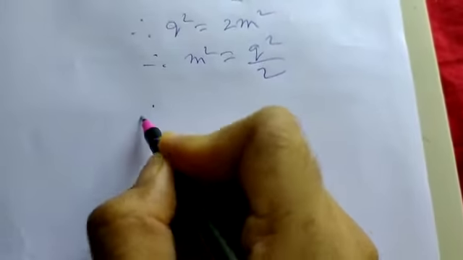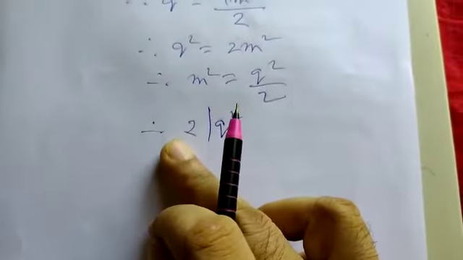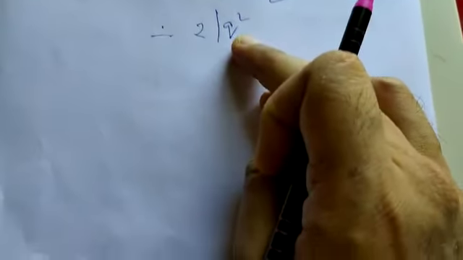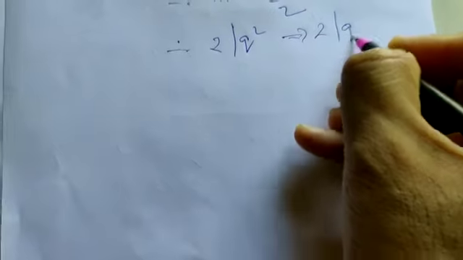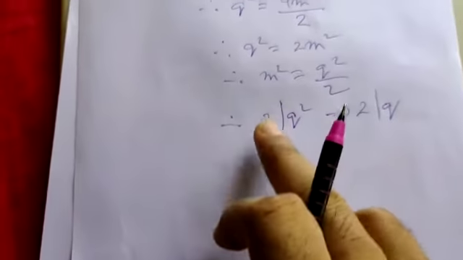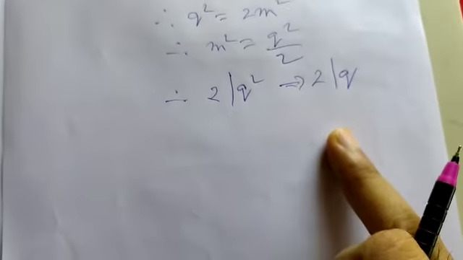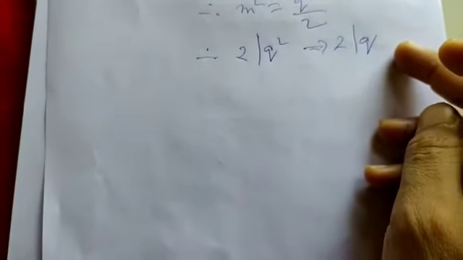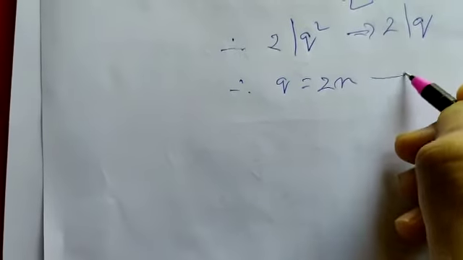Therefore, again, 2 divides q square. Now again we can see here that 2 is a prime number and it is dividing the square of q. Therefore 2 will also divide the number q. Why? Because of the property which I told you. There is one theorem in the number system that if a prime number divides the square of any number, then that prime number will divide the number also. So since 2 is dividing q, q has to be a multiple of 2. Therefore q equal to 2n. Let us keep it as 4.